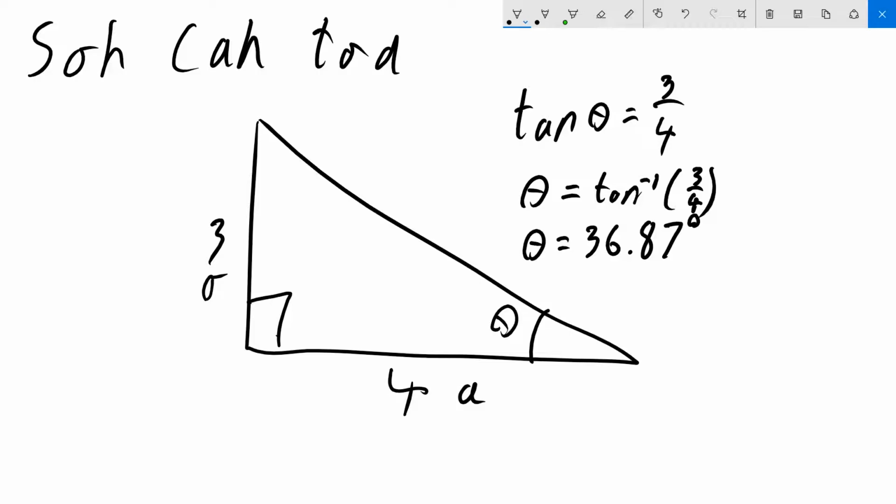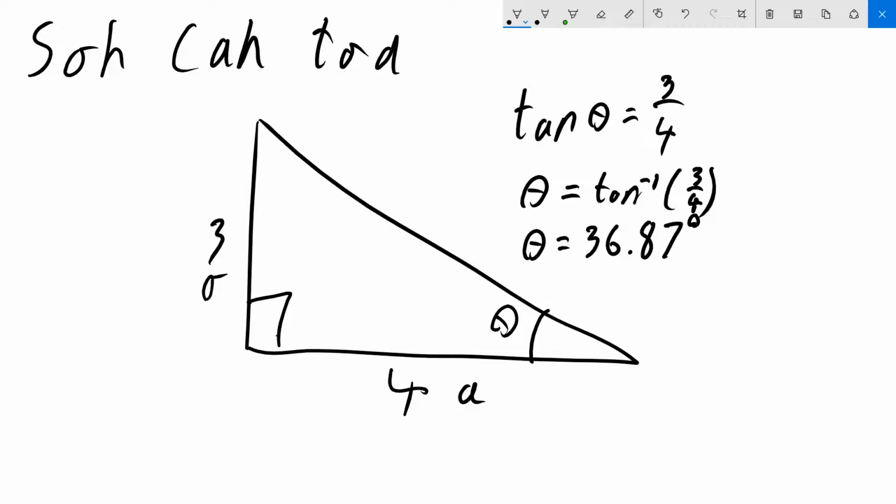As usual, you have to be careful with units, because like I said, there's 3 different measurements. 36.87 could also mean centimeters. You have to specify. Theta is an angle, therefore it's in degrees.